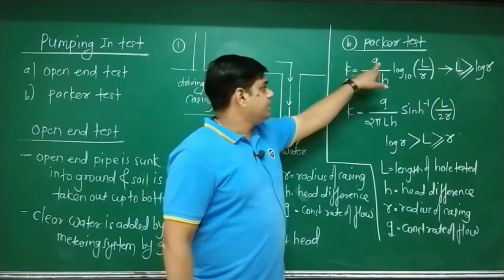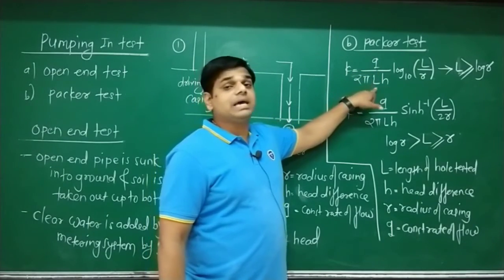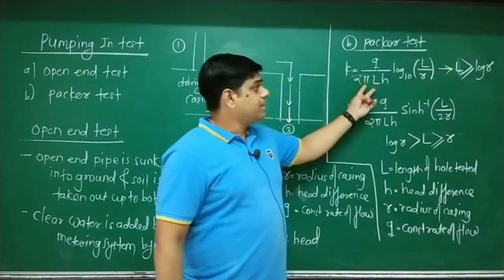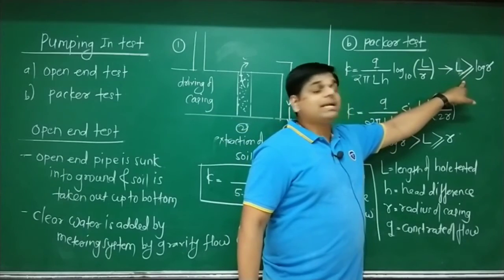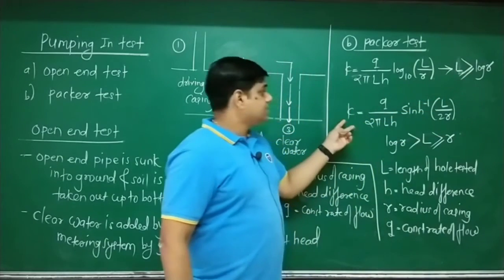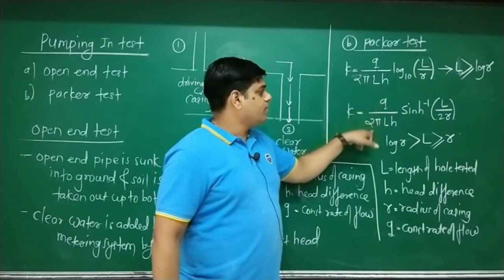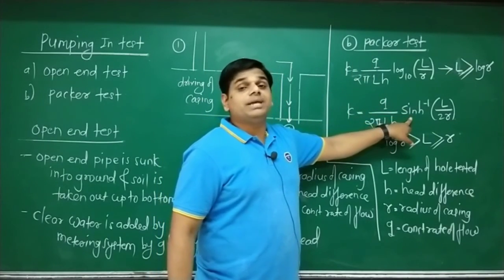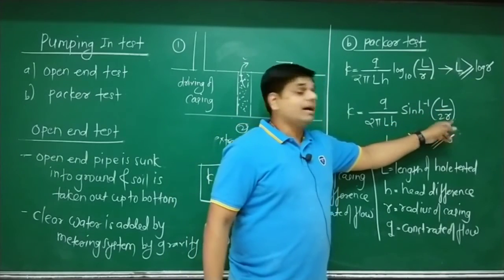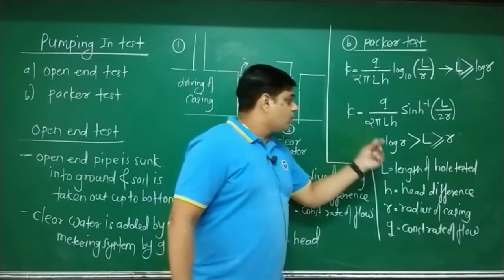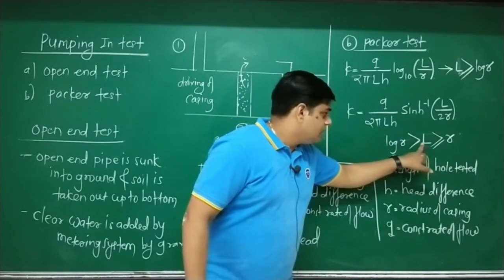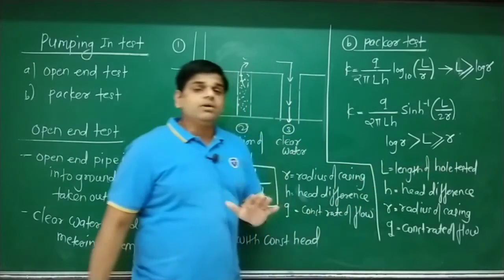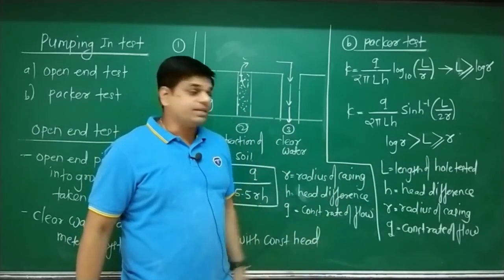Permeability is equal to discharge divided by 2 pi LH log to the base 10 L upon R, and this is applicable when L is more than or equal to R. Second formula, K equal to Q upon 2 pi LH, this term remains same, sinh inverse L upon 2R, and this second expression is applicable when the L value is less than R but more than or equal to R. Now meaning of R is same, that is the radius of casing.